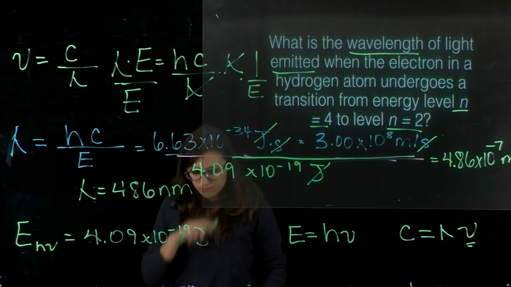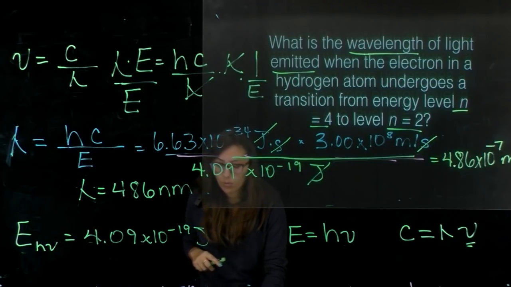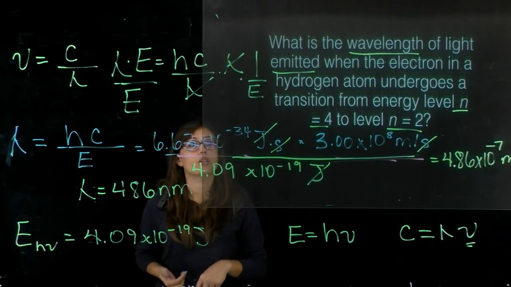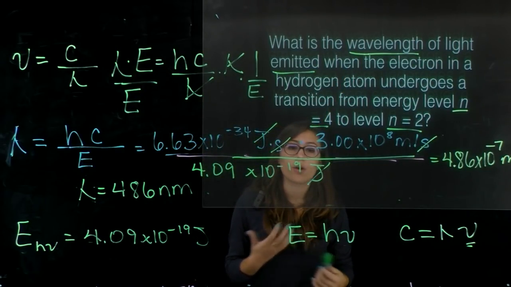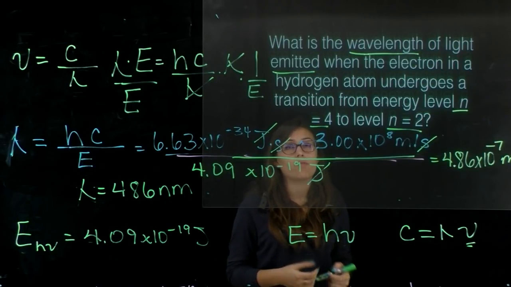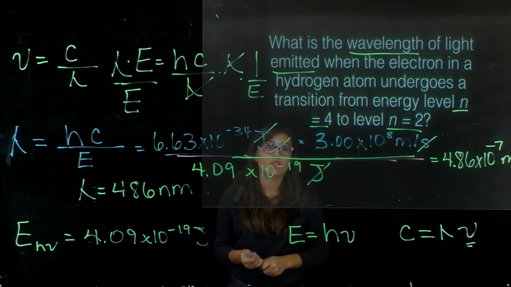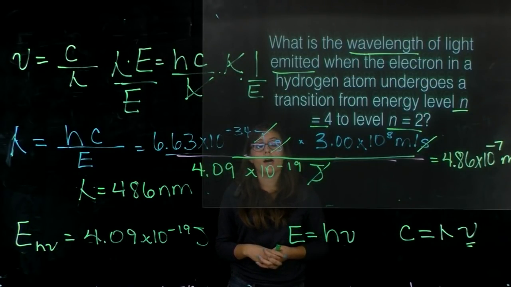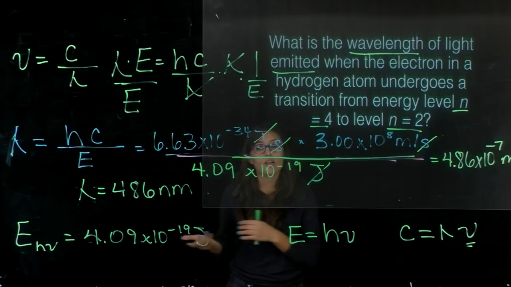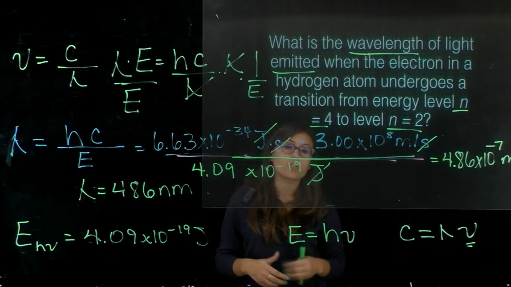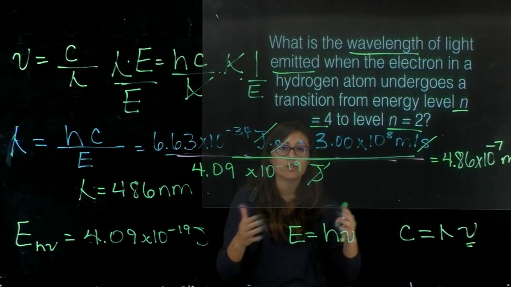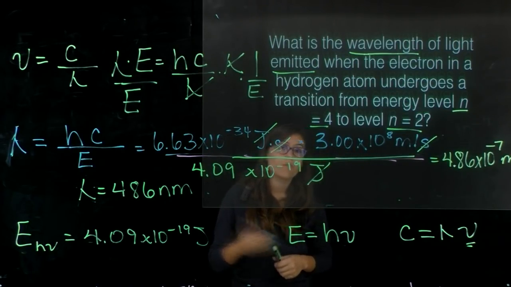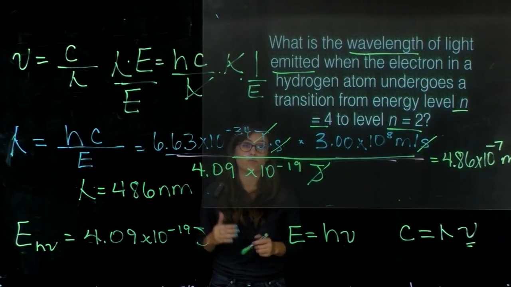You want to make sure that when you see these problems, you understand your starting point and what you're looking for. In this case, the key thing they were asking for was the wavelength of the emission from this transition. When we are dealing with transitions, we are looking at the photon that is released from the relaxation of this electron transition, in this case from n equals 4 to n equals 2.